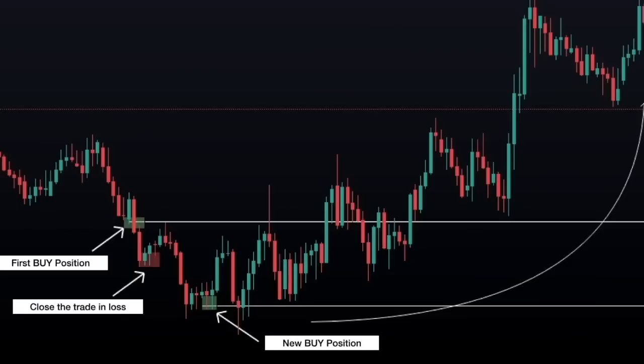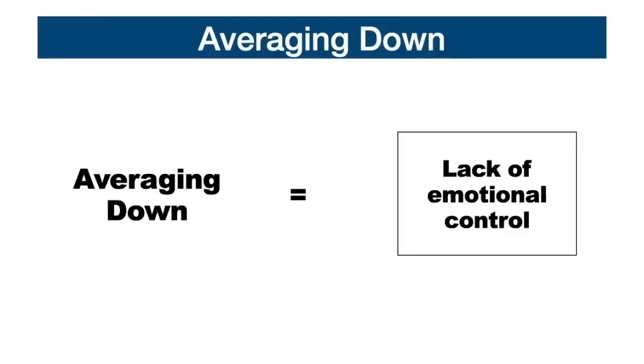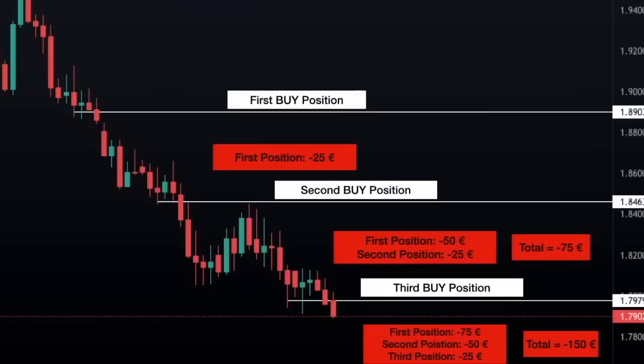This video was included in the psychology section, because averaging down, for most traders, is caused by a lack of emotional control. Emotions such as anger, arrogance, and hope lead traders, especially beginners, to open multiple positions with incorrect risk management, trying to make the big deal by recovering their losses. Unfortunately, this will most of the time cause considerable losses, which can damage the available capital.